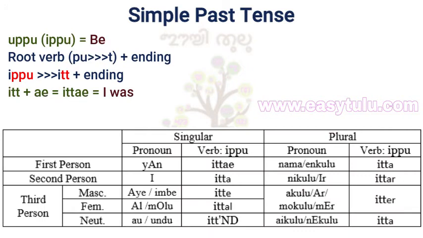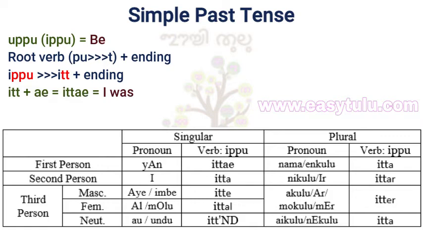Yana itta, I was. E itta, you were. I or imbe itte, he was. Alu or molu ittal, she was. Au or undu ittundu, it was. Nama or enkulu itta, we were. Nikulu or iru ittar, you were. Akulu, aru, mukulu or meer ittir, they were. Aikulu or nekulu itta, they were.